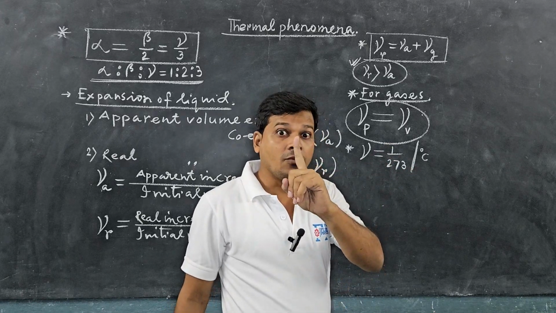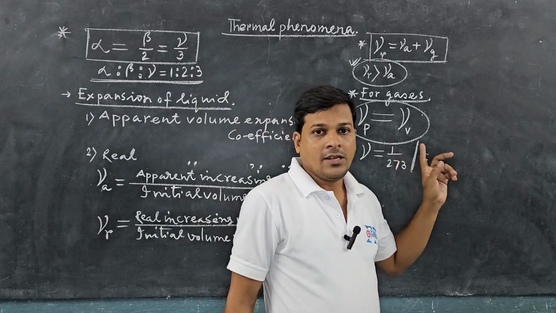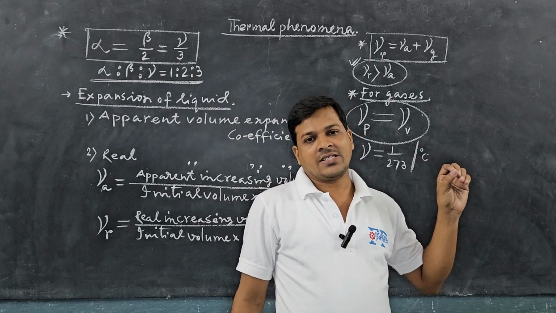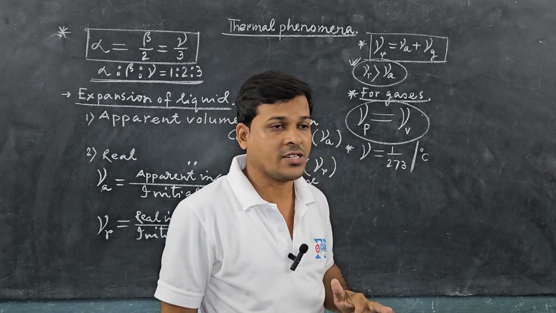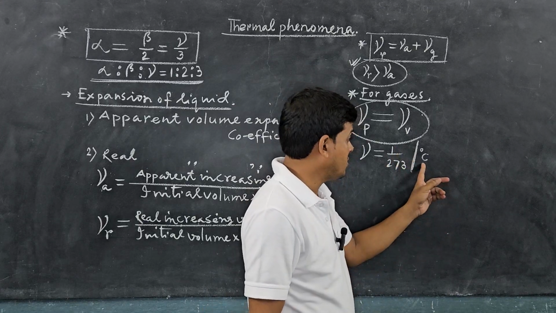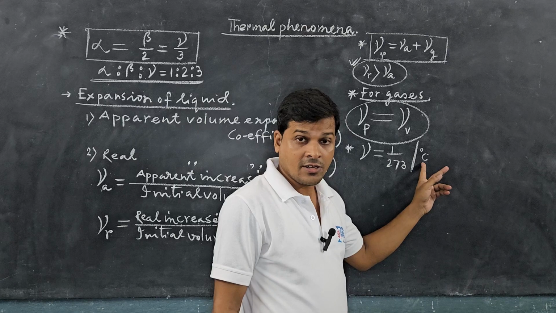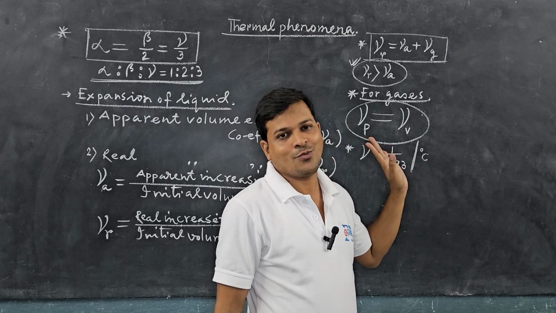Or in a single 1 mark question in Group B, you can find this: how much the volume of a gas is increased when the temperature of the gas is increased by 1 degree centigrade. That will be 1/273 per degree centigrade. Just remember this, per degree centigrade or degree centigrade inverse. This is very important for your board exam.